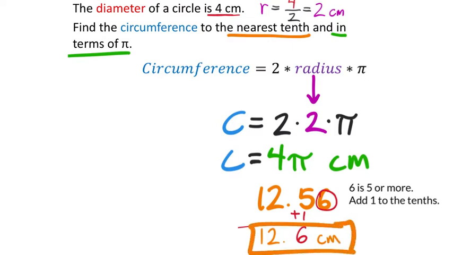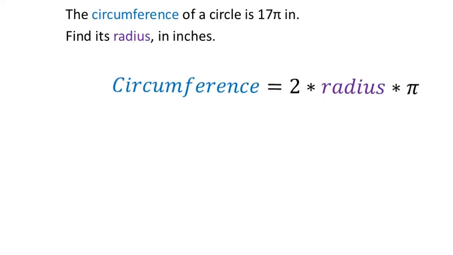Okay, so there's my rounded answer to the nearest tenth. 4 pi centimeters, that's my answer in terms of pi. If by chance it does ask for answers in terms of pi on the assignment, which it probably will do, it should either have you type in the word pi, P-I, or it should have a button for you to push to enter pi, the symbol.